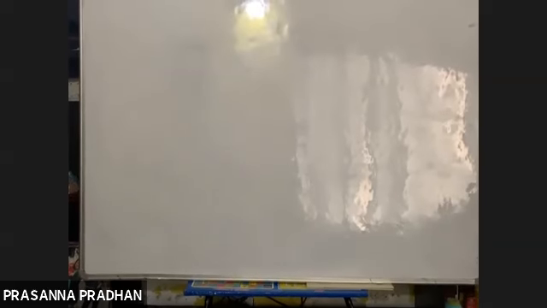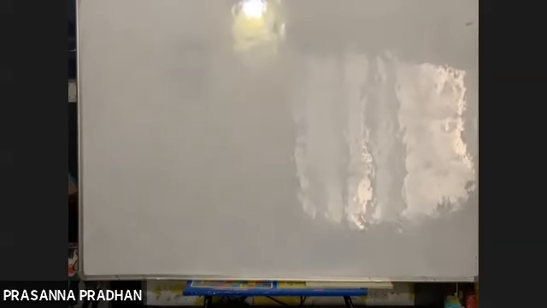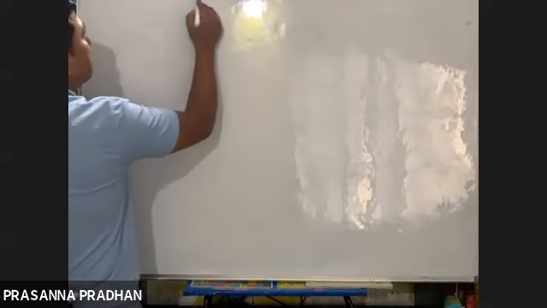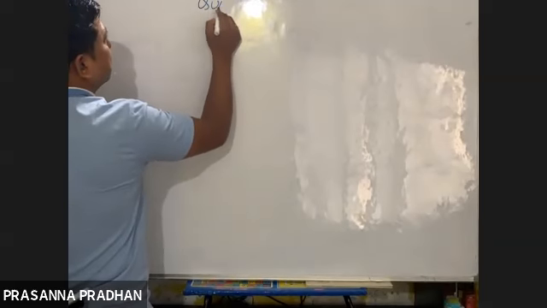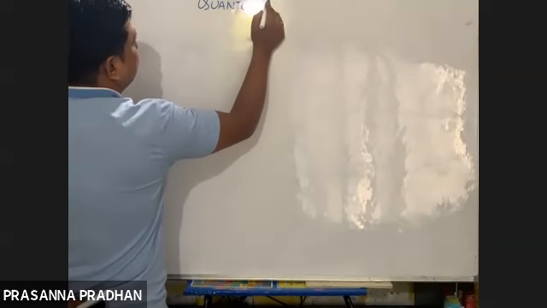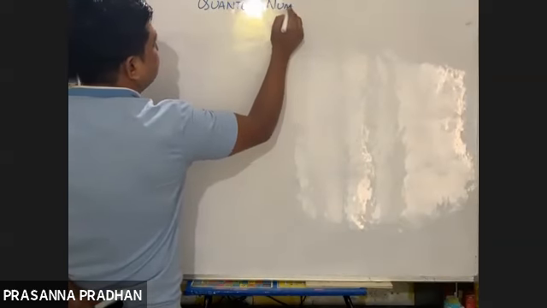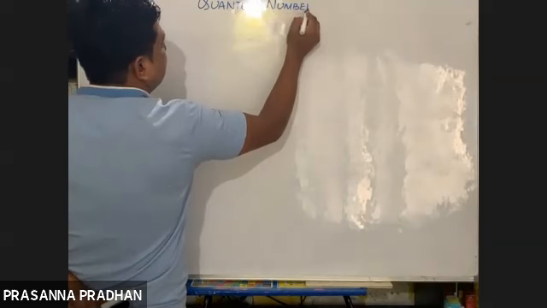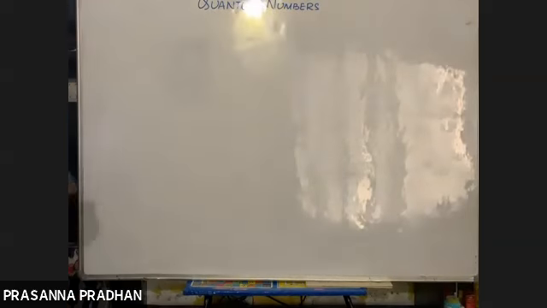So let us begin. Today's topic is going to be quantum numbers. Let us all try to understand what this means. Quantum numbers. So how many sets of quantum numbers are there? There are 4 sets of quantum numbers, and today we shall be analyzing them one by one.